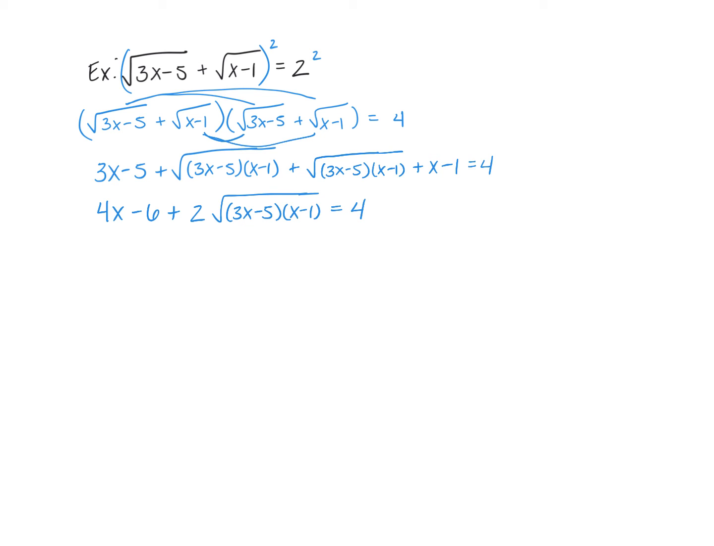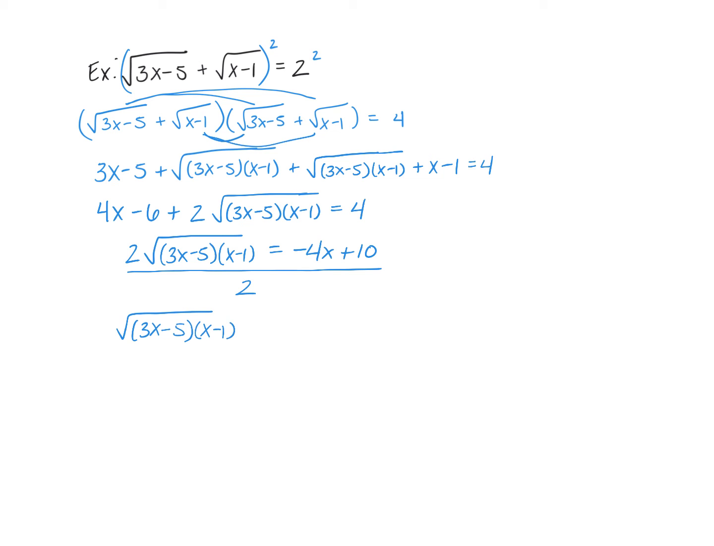So to isolate the radical, I'm going to move the 4x and that negative 6 to the other side. So I'm going to have negative 4x plus 10. Now, you will also notice, maybe, that all 3 of these terms are divisible by 2. That's not a requirement, but I'm a fan of keeping numbers smaller if possible, so I'm going to go ahead and divide this entire equation by 2. What that will do for me right now is it will leave me with the radical by itself on one side, and on the other, it's going to give me negative 2x plus 5.